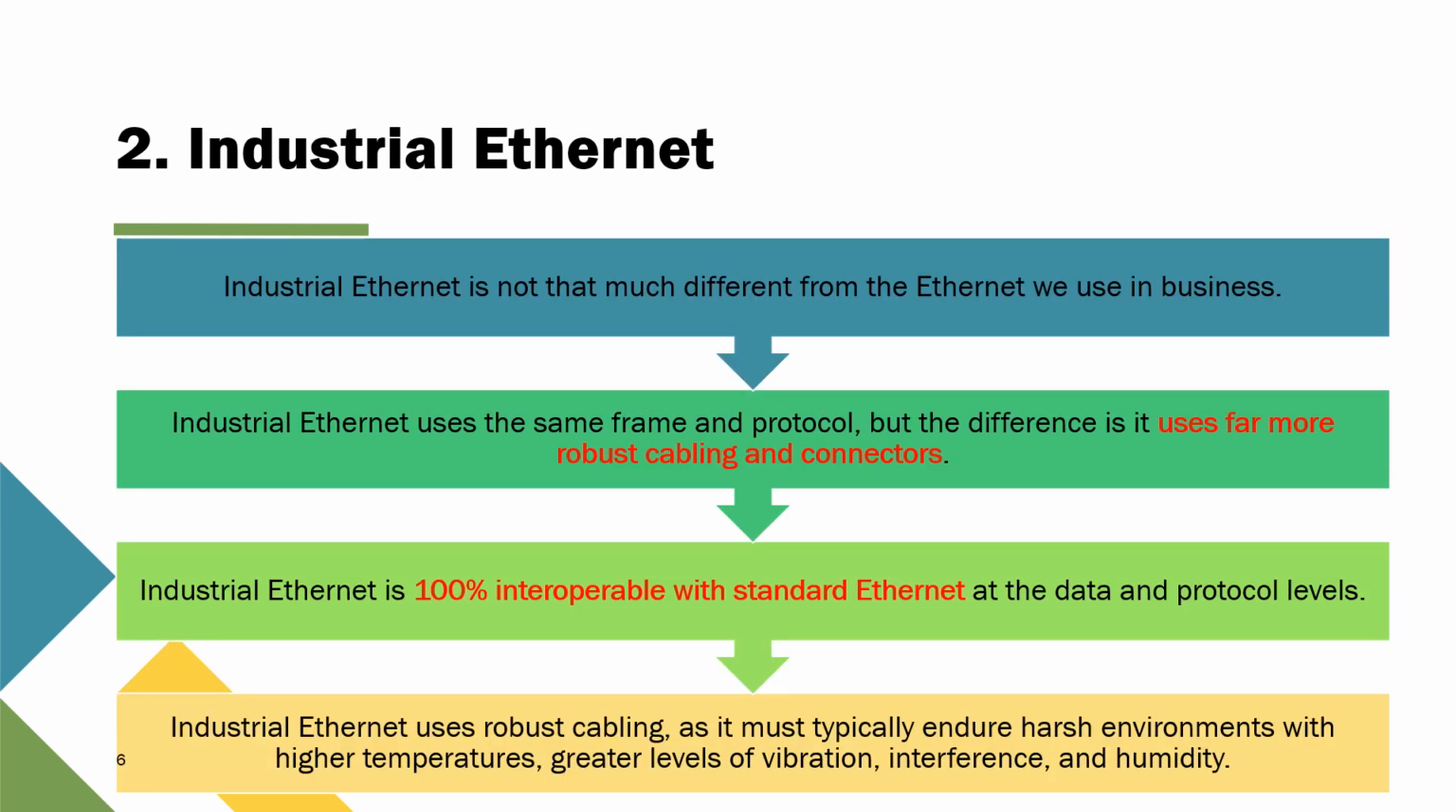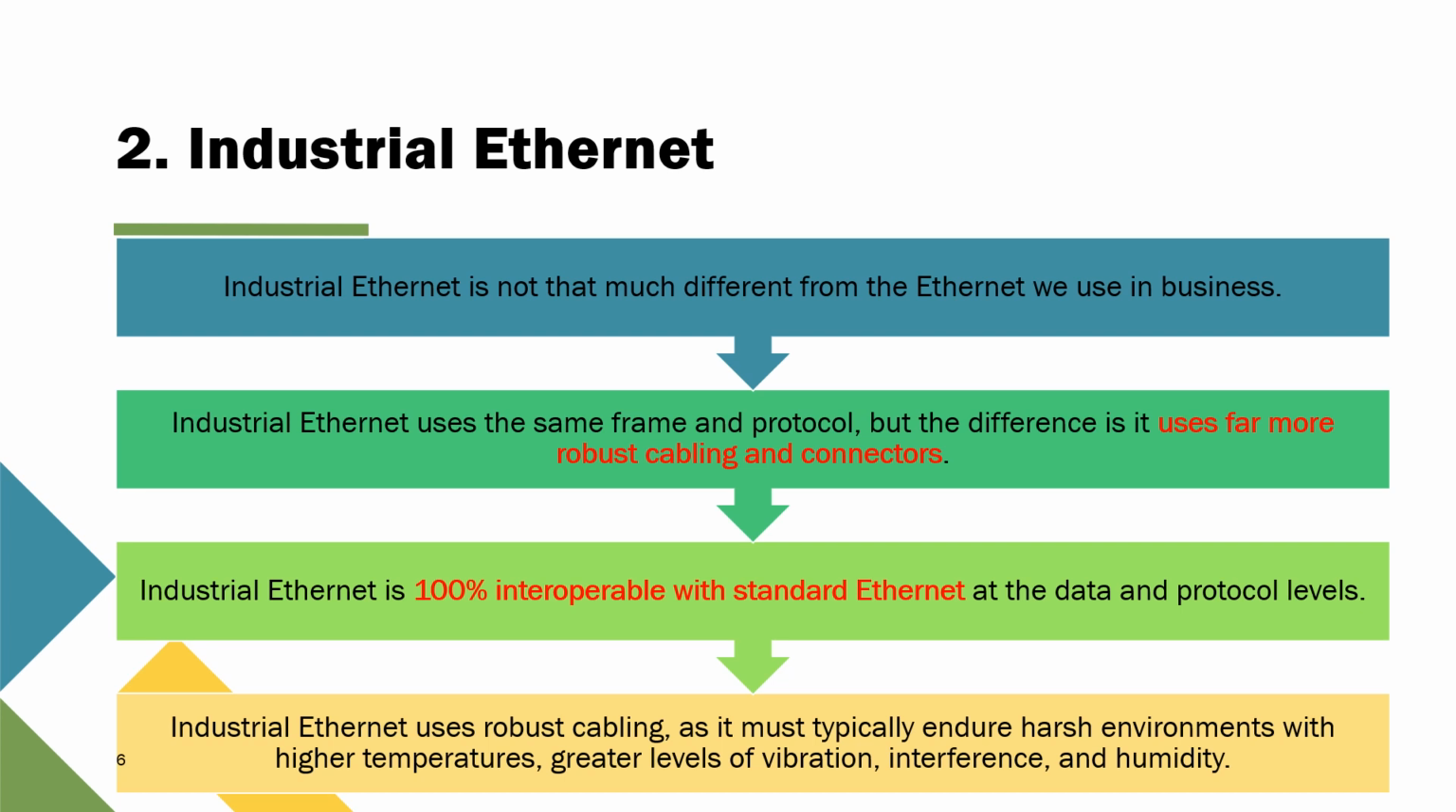The second one is industrial Ethernet. Industrial Ethernet is not much different from the Ethernet we use in business, except that the cabling and the connection are much more robust. This is to cater to the environment in the industry itself, which can be severe. Industrial Ethernet is 100% interoperable with standard Ethernet, meaning that they can work together because the system and the protocol are the same, only the physical thing is quite different.